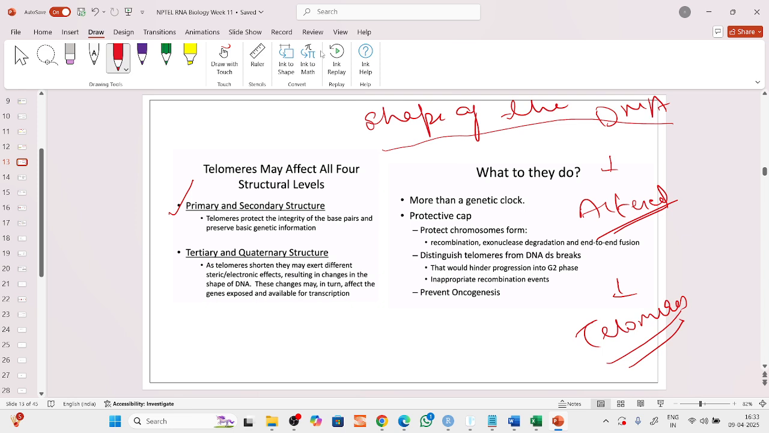So, this is protected with the help of telomeres. That is why telomeres are important at all four structural levels, be it primary, secondary, tertiary, or quaternary. Now we come to what they do. Just quickly read this point in 2 minutes and then we'll discuss it.